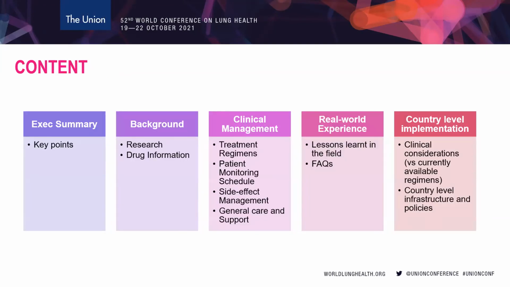So the content of the guide is basically 4 core components. We have an executive summary initially where we try and highlight the key points that everyone needs to remember. So if anyone reads just this, we're hoping that they at least have a safe idea of how BPaL should be implemented. We have a background section where we highlight all research done up until this point, and also drug information from pharmaceutical to clinical to procurement. Then we have quite a robust clinical management section where we look at the treatment regimen in detail with some advice on starting, stopping, and withdrawing patients. We have a patient monitoring schedule, a side effect management guide, and some general care and support tips.